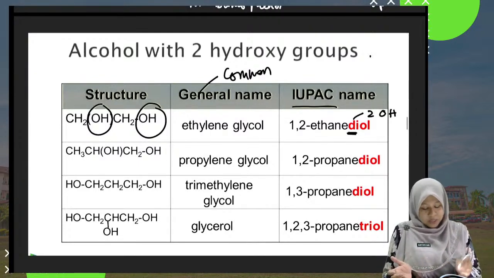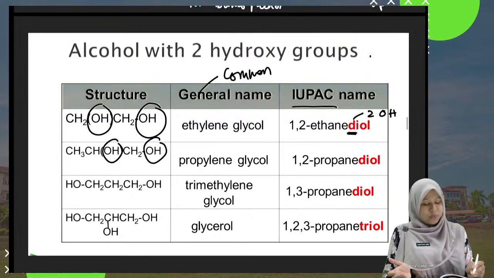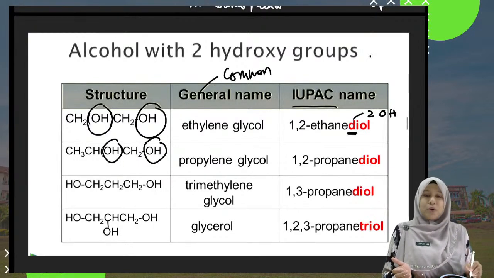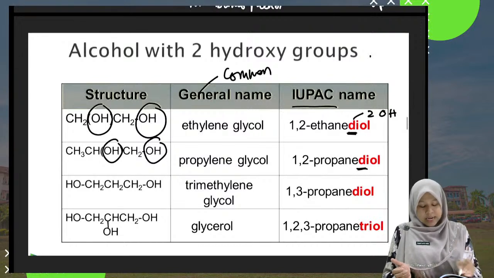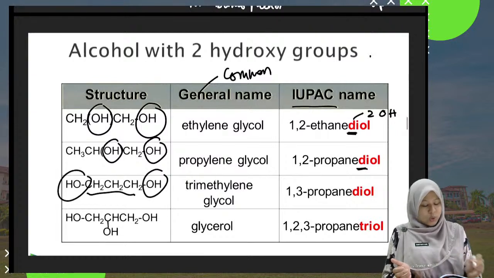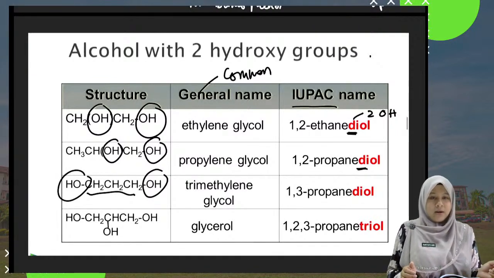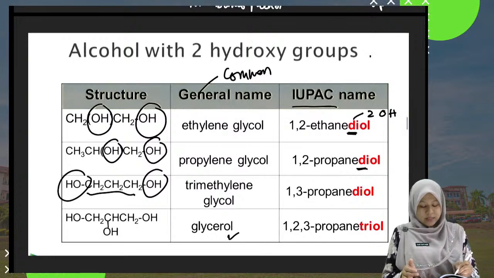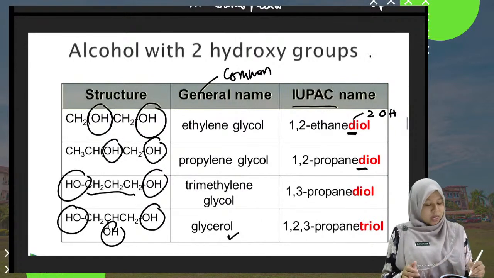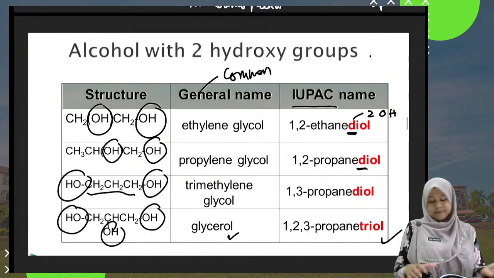Okay. Proceed with propylene glycol. Also, we have 2 OH groups, and the IUPAC is 1,2-propanediol. And then we have trimethylene glycol. Trimethylene, we have 3 carbons, containing 2 OH groups, and the IUPAC is 1,3-propanediol. And the last one we have glycerol. Glycerol contains 3 hydroxyl groups. We call it in IUPAC 1,2,3-propanetriol.